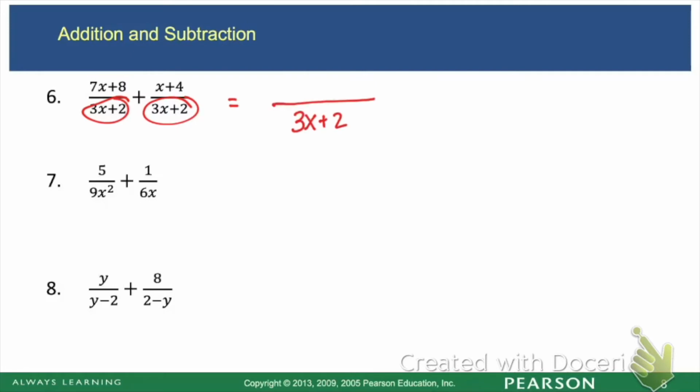And all I have to do is add like terms on the top. So I have 7x plus x. That's going to be 8x. And then 8 plus 4 is 12. You can leave it like that.